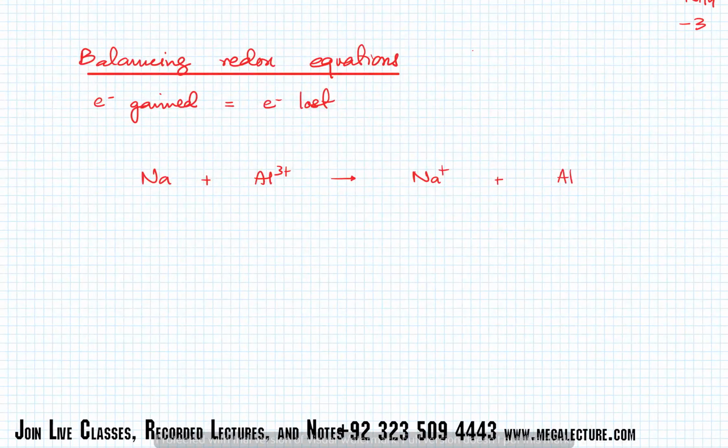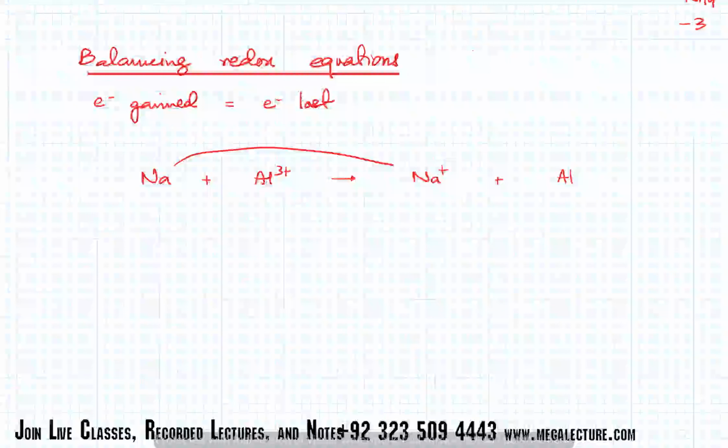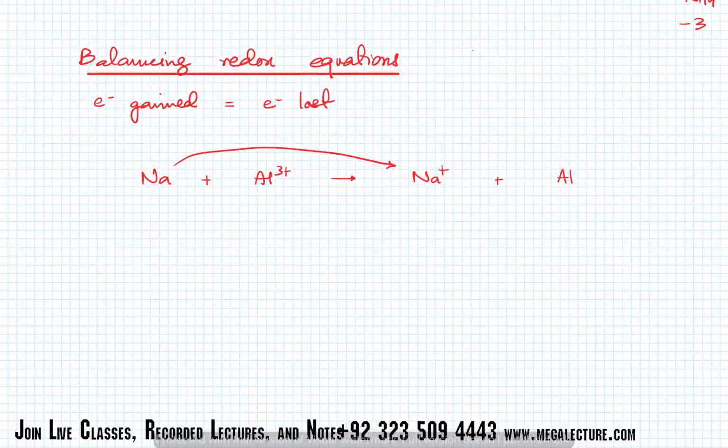So first thing, who's the oxidizing agent? Who's the reducing agent? Is the sodium the reducing agent? So sodium is the one that's losing, so that's getting oxidized. So it's definitely the reducing agent and lost 1 electron, right?